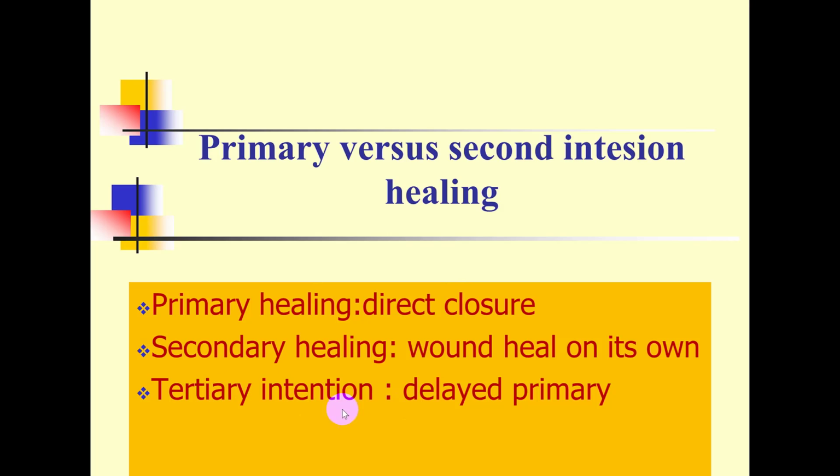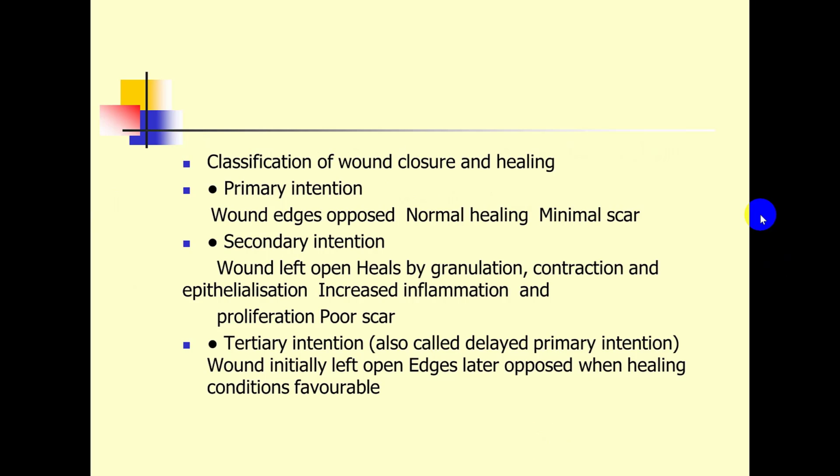While healing by tertiary intention, or delayed primary, means there is no direct closure of the wound, and we leave it for a time. After it becomes clear, we can close it. We do this for some reason, leaving the wound open, like an initially contaminated wound, or when there is some problem in the closure and we cannot close the wound, and later on we can close it. So this is healing by tertiary intention. So this is the type of the healing process, and it can also be classified according to these.